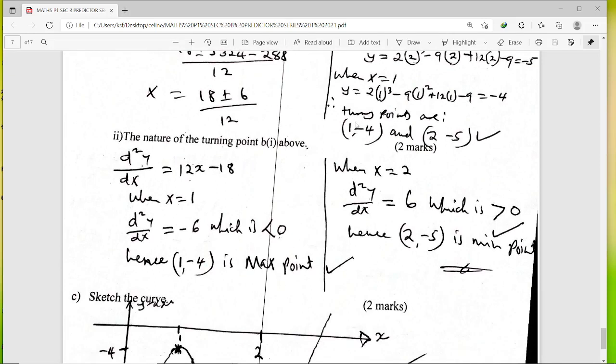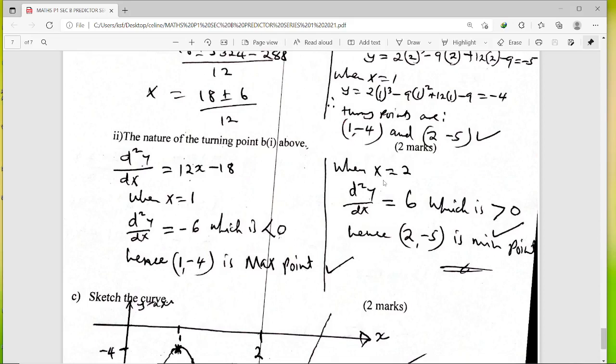Now when x is 1, what is the second differentiation? You substitute here, it will be 12 minus 18, which gives you negative 6. And negative 6 is less than 0. When the second differentiation is less than 0, that is a maximum point. And therefore, (1, -4) is a maximum point.